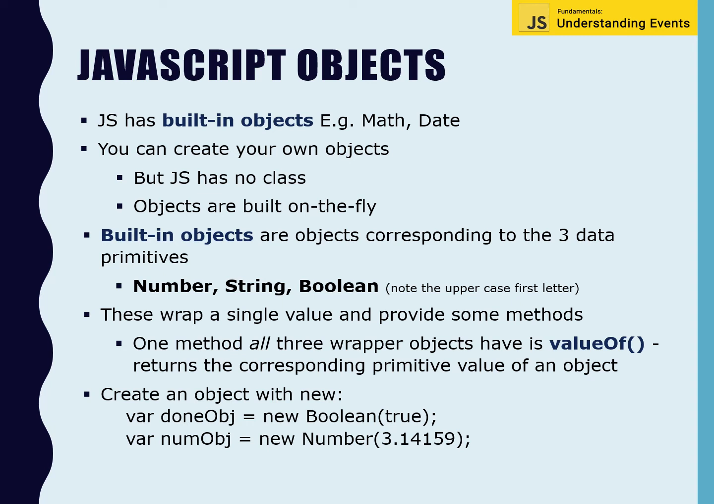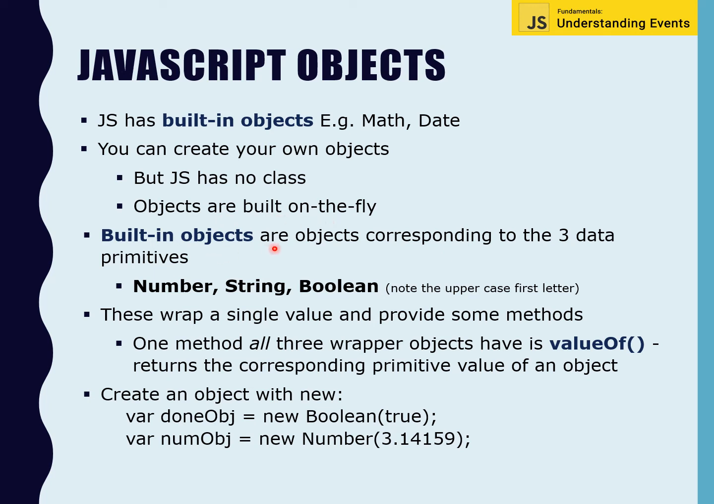We have to see the different types of objects available, such as the Math package as well as Date. So JavaScript has built-in objects, for example Math and Date. You can create your own objects, but JavaScript has no class. I already mentioned that JavaScript is not an object-oriented programming language. JavaScript follows only some of the concepts. Objects are built on the fly.